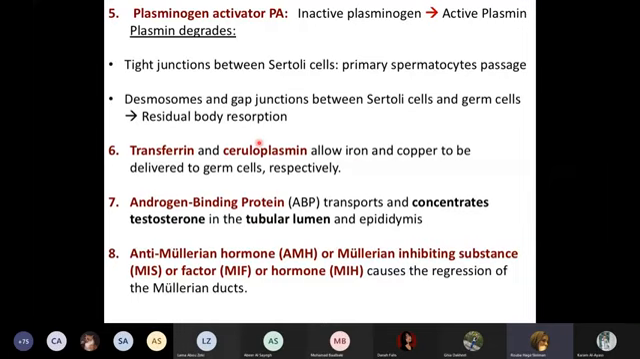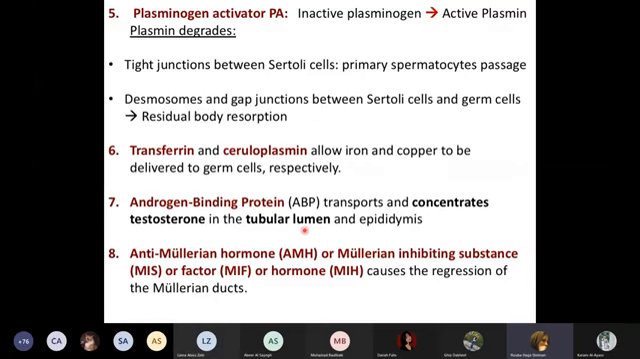The androgen binding protein is a protein that is important to transport and concentrate testosterone in the tubular lumen. Now, testosterone is produced by the Leydig cells. Once it is delivered to the Sertoli cells, since it is a lipid, a steroid, it can pass through the membrane of the Sertoli cells, and then it can pass to the lumen of the tubule, where it binds to the androgen binding protein and gets concentrated in the tubular lumen, as well as later in the epididymis.